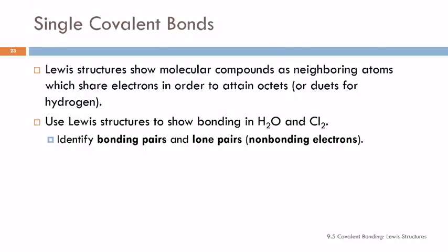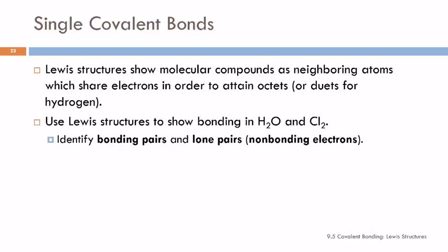We talked about ionic bonds, now we're going to talk about covalent bonds. Lewis structures for covalent bonds show the atoms next to each other and dots in between where the electrons are shared. The atoms are going to share electrons so that they can all get an octet of electrons, or for hydrogen, just a duet. So let's look at water and molecular chlorine and look at the Lewis structures for those.